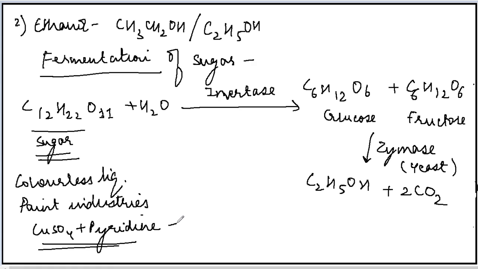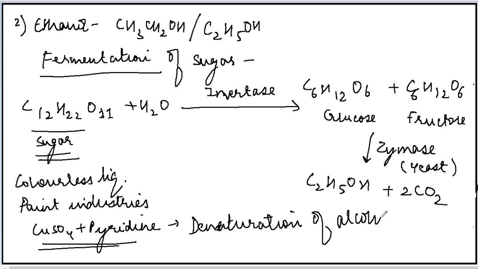This process of adding copper sulfate and pyridine to ethanol to make it unfit for drinking is known as denaturation of alcohol. That is, the original nature is destroyed. So denaturation of alcohol is being done.